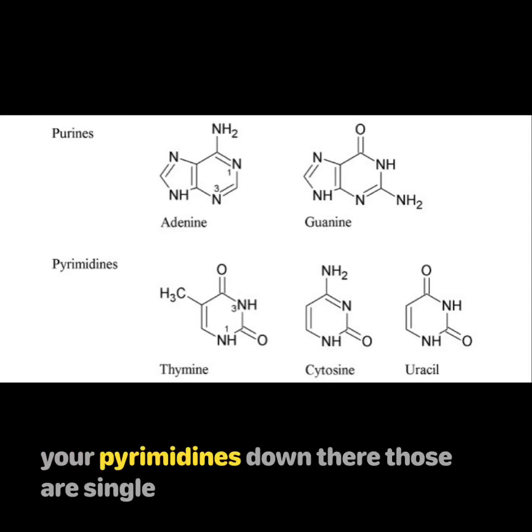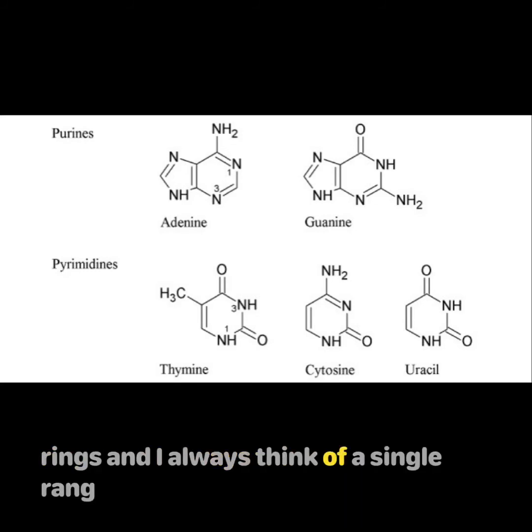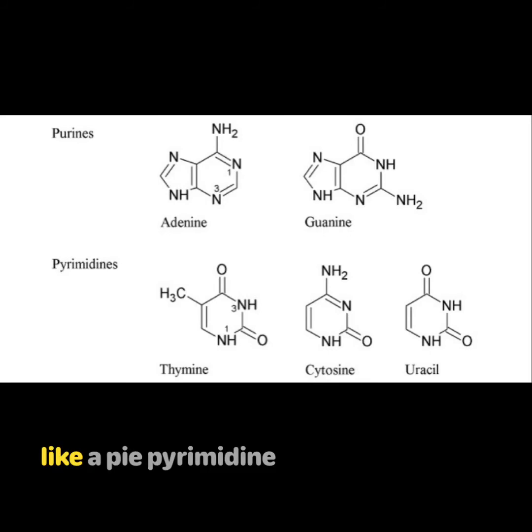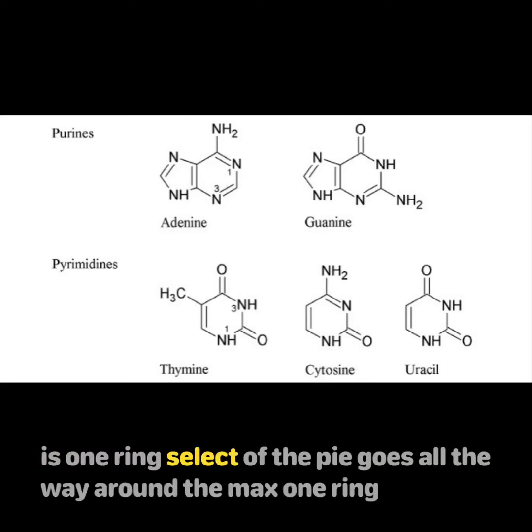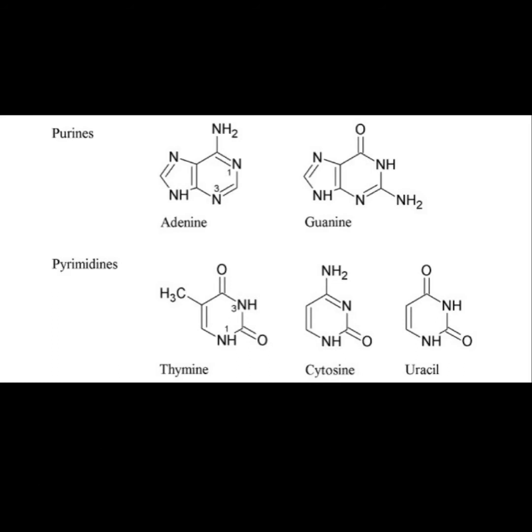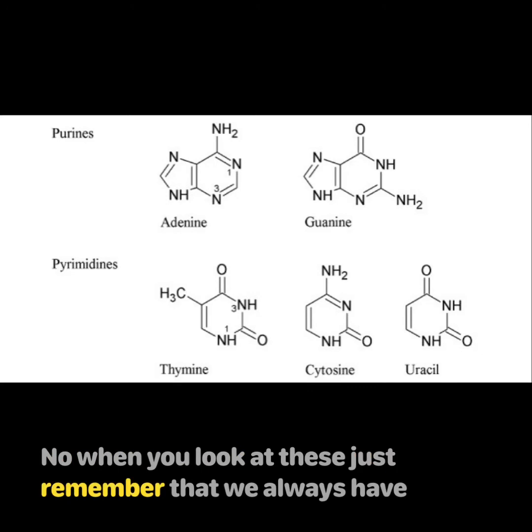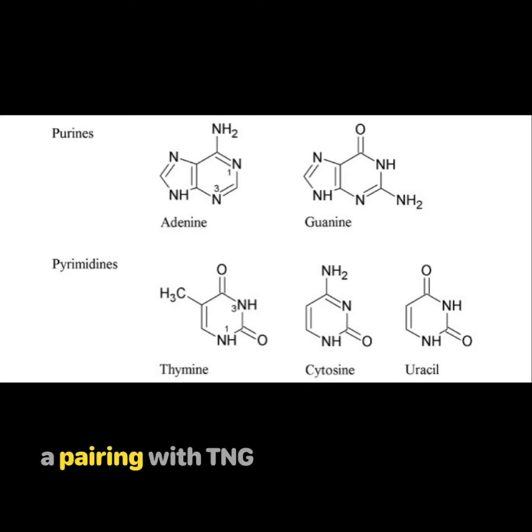Your pyrimidines down there, those are single rings. And I always think of a single ring like a pie. Pyrimidine is 1 ring, like the pie goes all the way around and makes 1 ring. Now, when you look at these, just remember that we always have A pairing with T and G pairing with C.